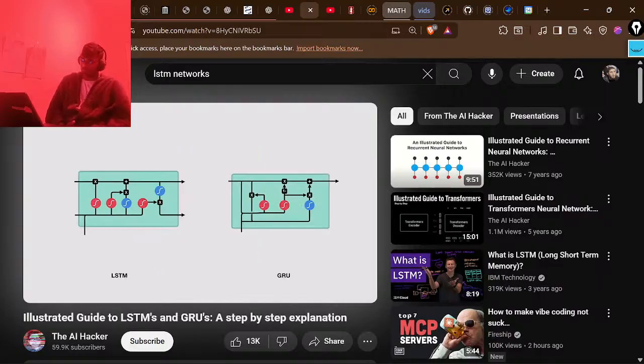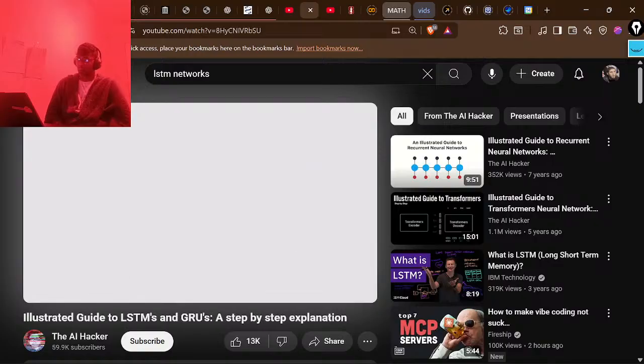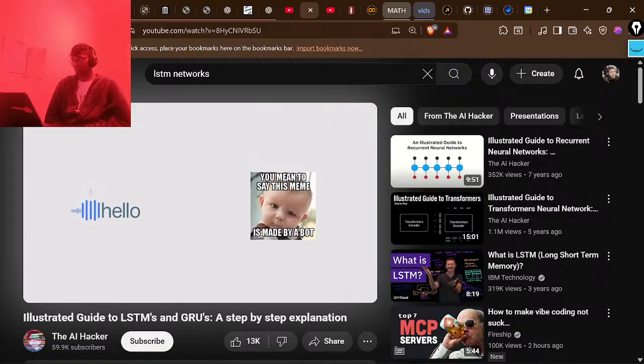LSTMs and GRUs were created as the solution to short-term memory. They have internal mechanisms called gates that can regulate the flow of information. These gates can learn which data in a sequence is important to keep or throw away. By doing that, it learns to use relevant information to make predictions. Almost all state-of-the-art results based on recurrent neural networks are achieved with these two networks. You can find LSTMs and GRUs in speech recognition models, speech synthesis, and text generation. You can even use them to generate captions for videos.